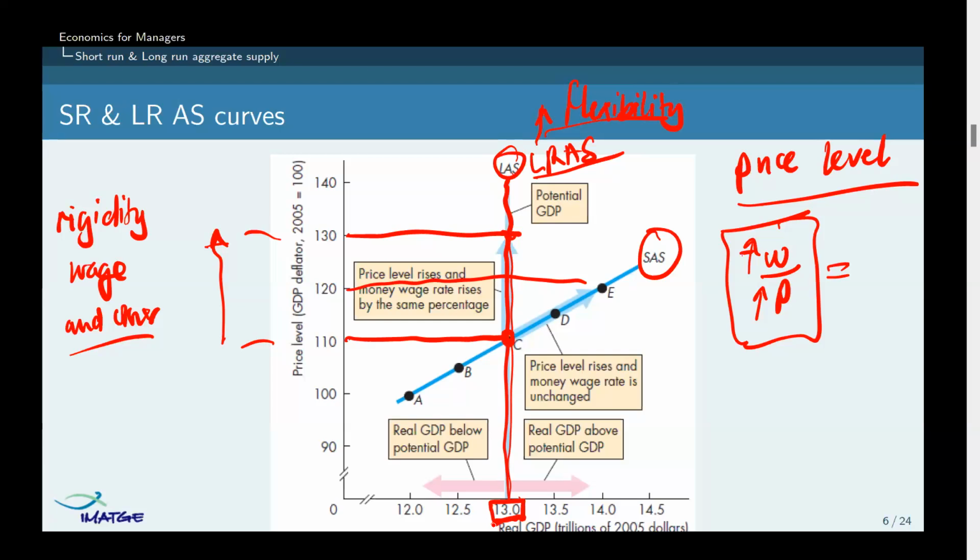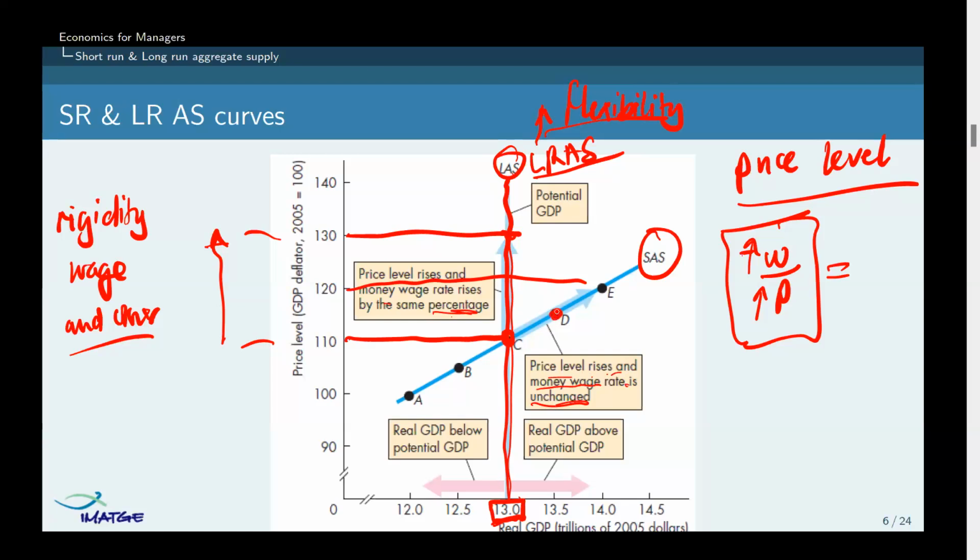So in other words, we are saying in the long run the price level rises and the money wage rate rises by the same percentage. In the short run, we say the price level rises and the money wage is unchanged, which motivates companies to increase what?